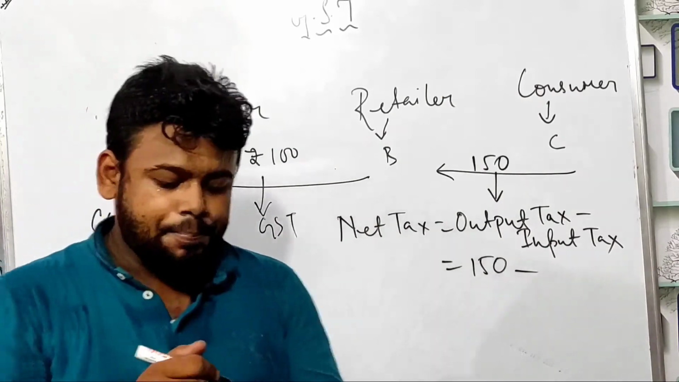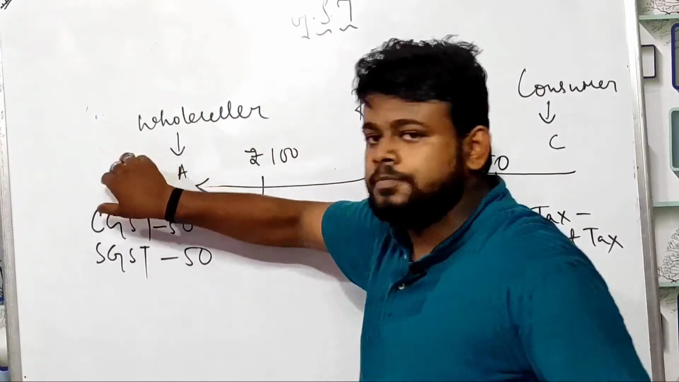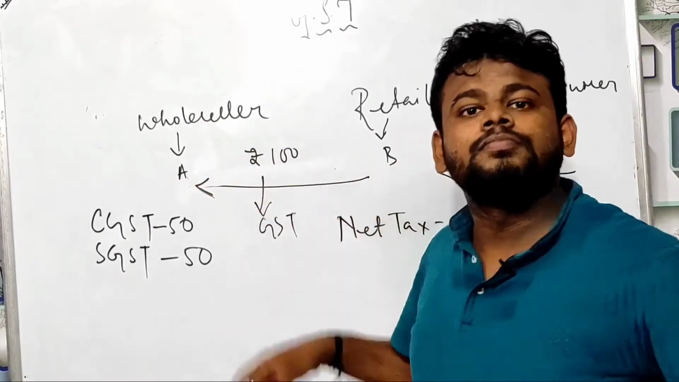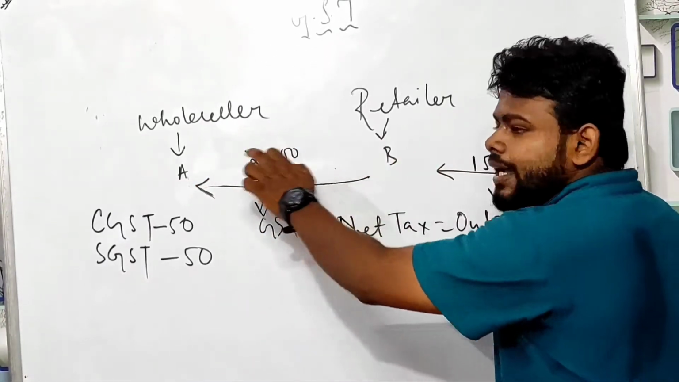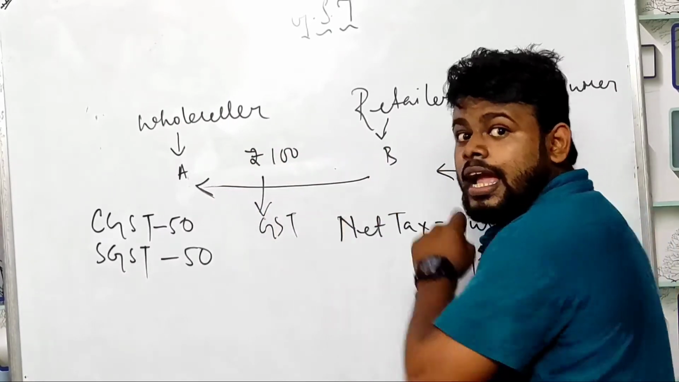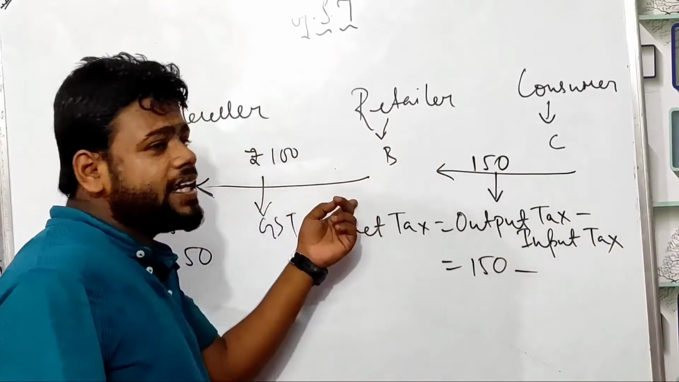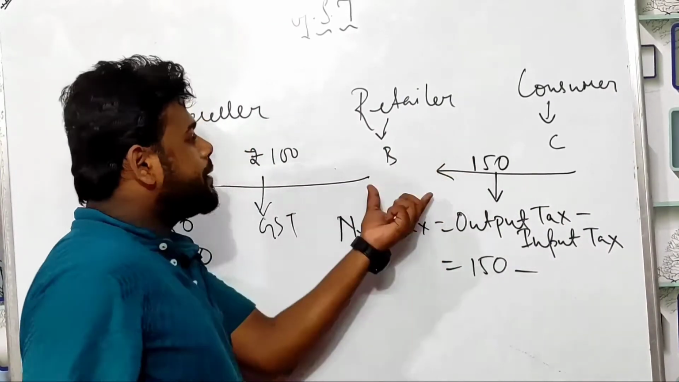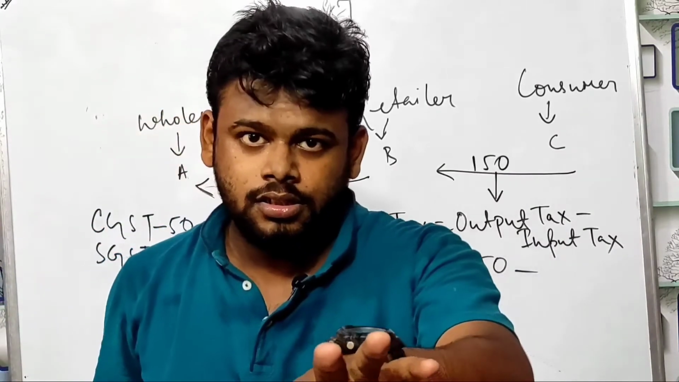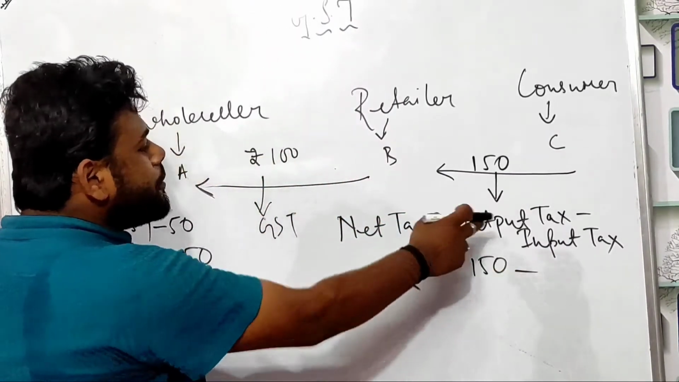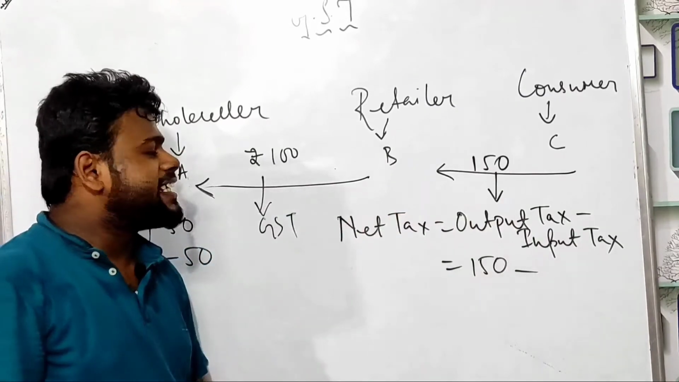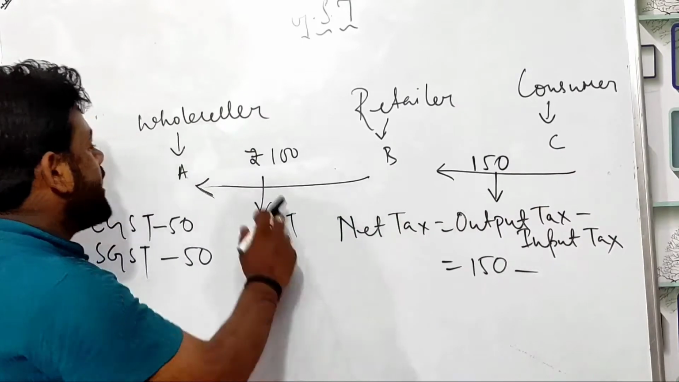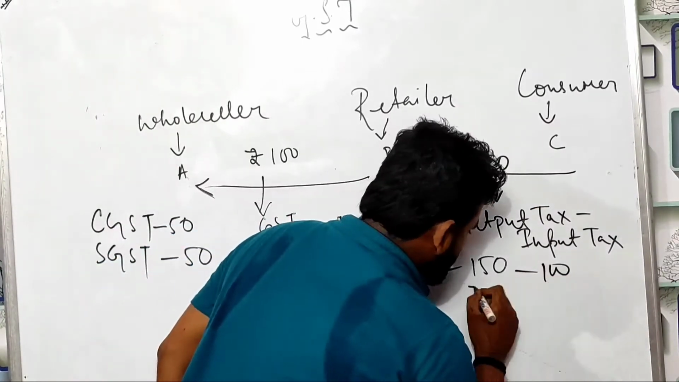Input tax is applied on the first consumer. B has given some money to A, which is 100. B has given some money to A, GST 100, and C has given some money to B, 150. The 100 rupees B gave, here he got 100 rupees back. That means net tax equals output tax minus input tax. Output tax is all about 150. Input tax is all about 100, which leaves 50 net tax.